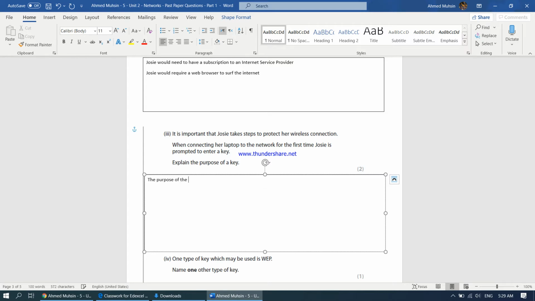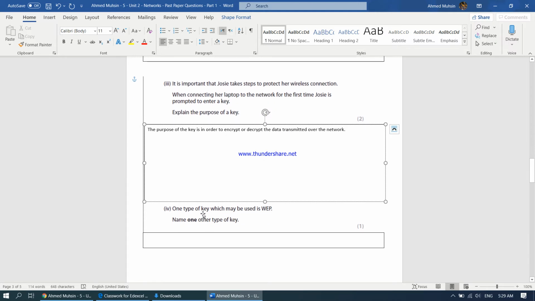So the purpose of the key, you can go on to say, is to encrypt or decrypt the data transmitted over the network. Okay, so this is the simple function of the key. It encrypts or decrypts the data.